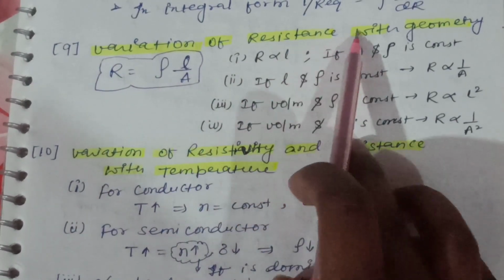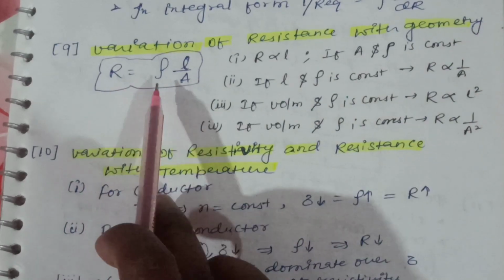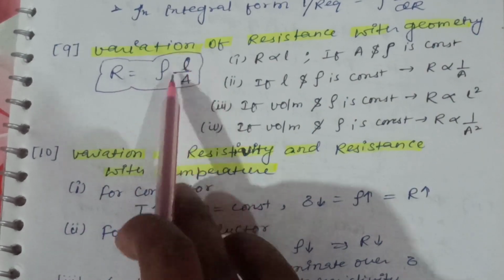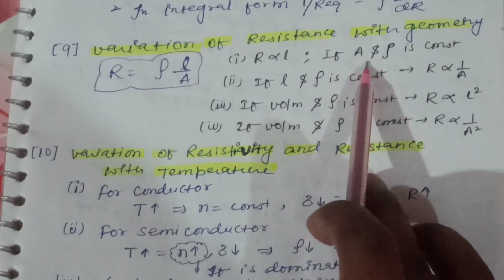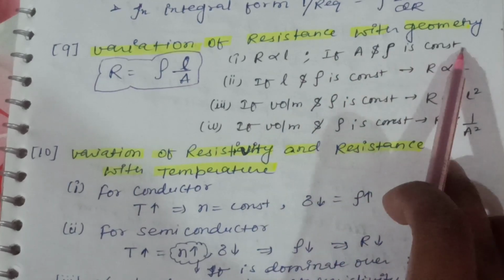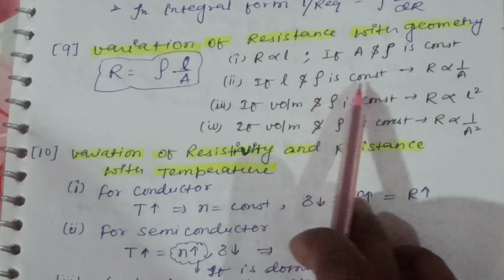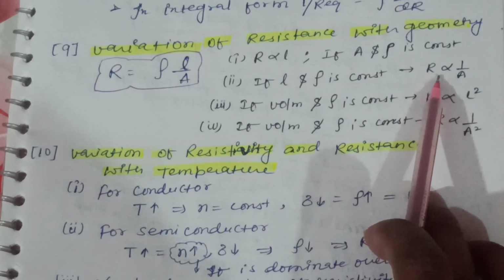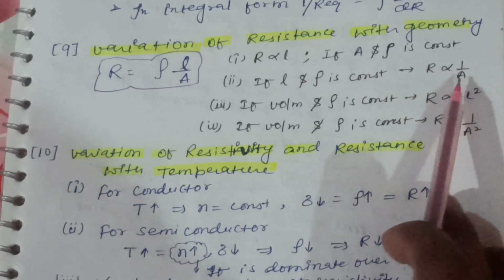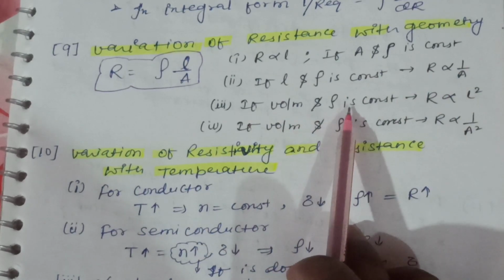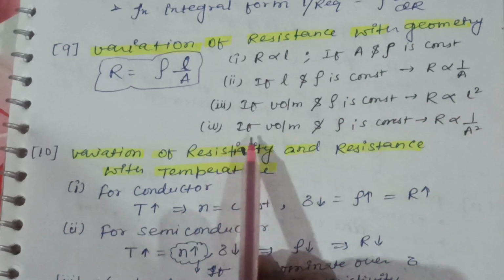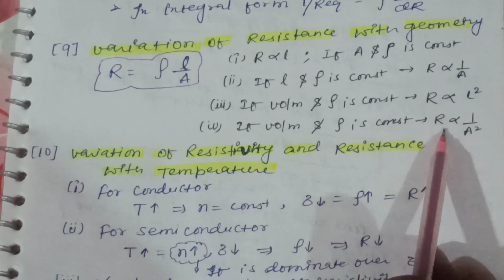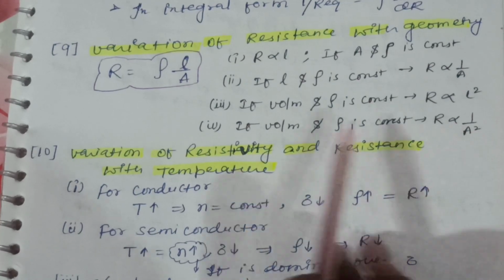Variations of resistance with geometry. R is equal to rho L upon A. R is directly proportional to L if A and rho are constant. If L and rho are constant, R is inversely proportional to A. If volume and rho are constant, R is directly proportional to L square. If volume and rho are constant, R is inversely proportional to A square.